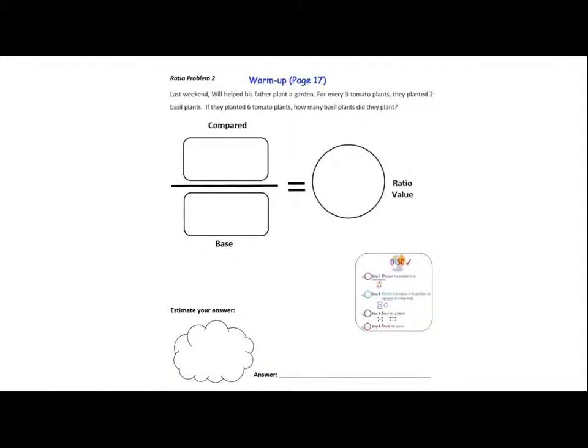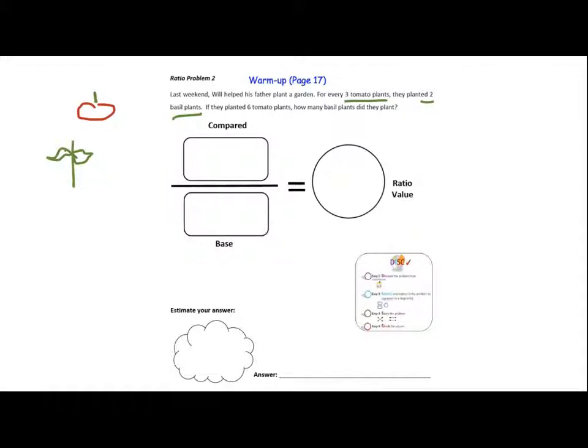All right, ratio problem 2. This is page 17, or it should be page 17. If that's wrong, I'll double check. Last weekend, Will helped his father plant a garden. For every 3 tomato plants, that seems important, they planted 2 basil plants. So I could even draw my little tomatoes, and I could draw a little basil plant. There we go. Got my little basil plant, got my tomatoes.